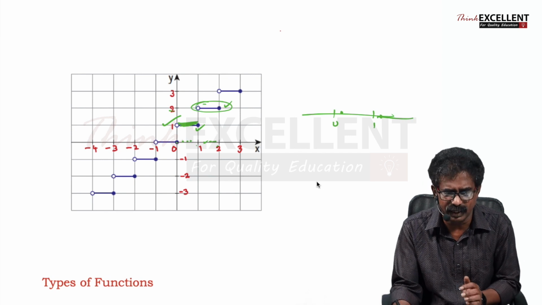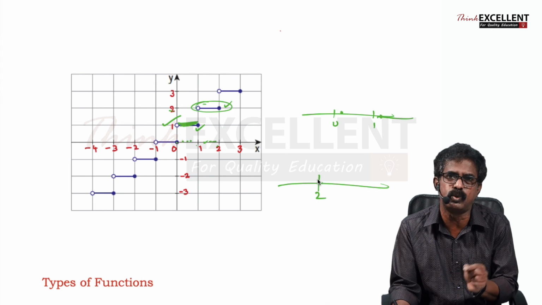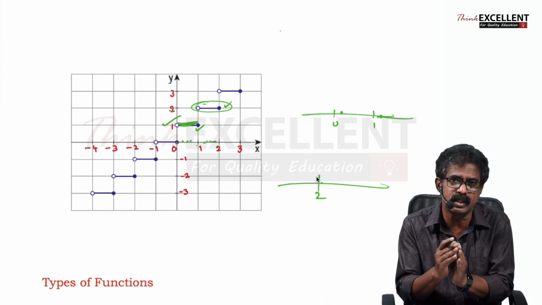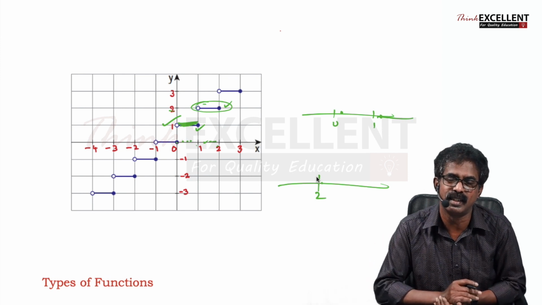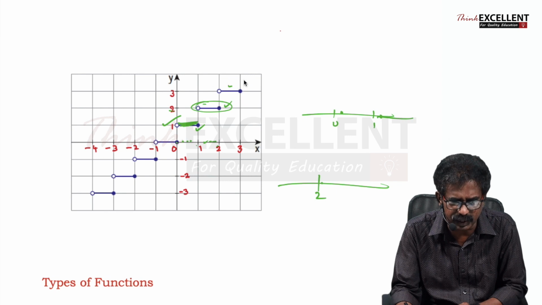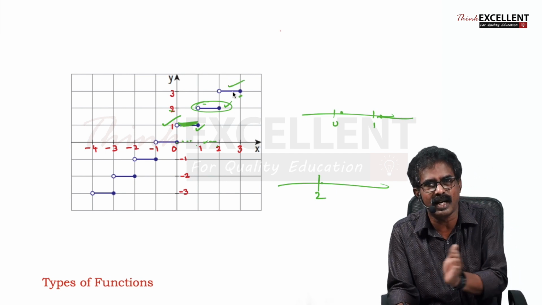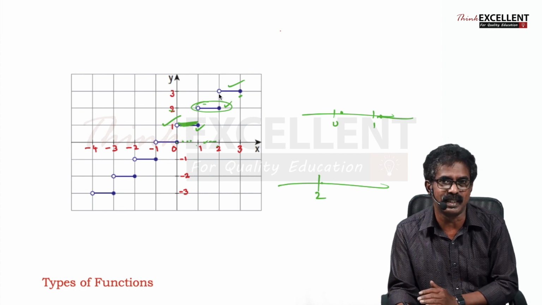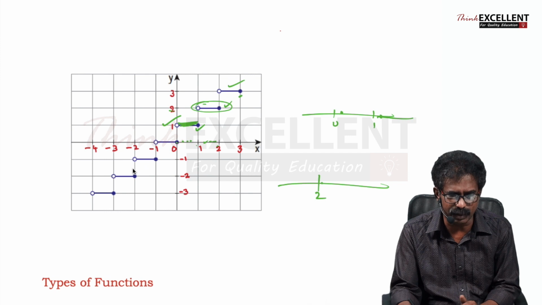Because after 2, any point very close to 2, like 2.001, once it just crosses 2, the right side integer is 3. So after 2, for everything it is 3, up to 3 it is 3. Once it crosses 3, it is 4, the right side integer. Same way on the left side also. So practice this diagram also.